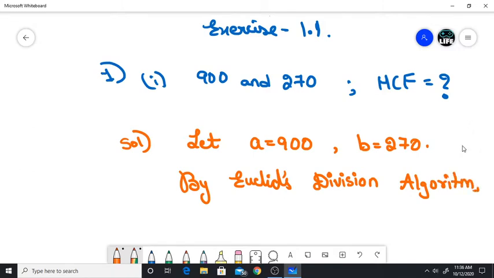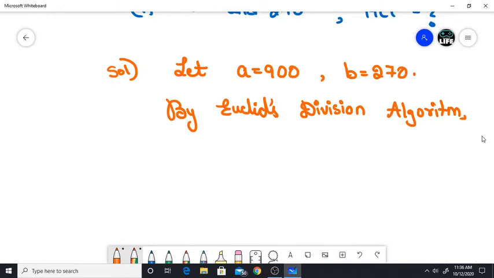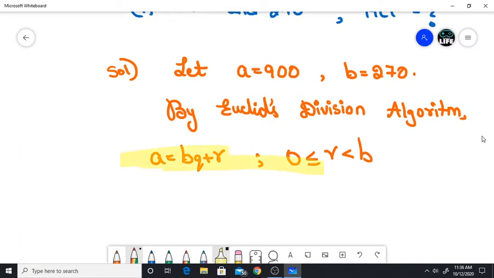By Euclid's division algorithm, A equals to BQ plus R, where 0 less than or equals to R less than B. This formula is very important. I have highlighted it. Please read it. It is very important in the 10th class.